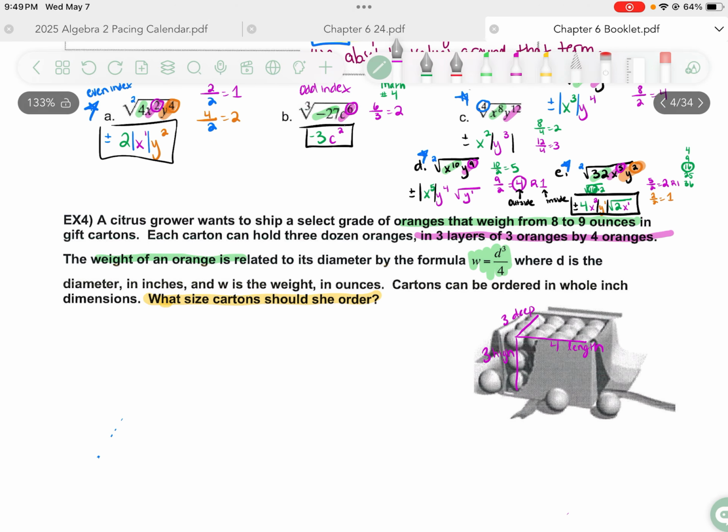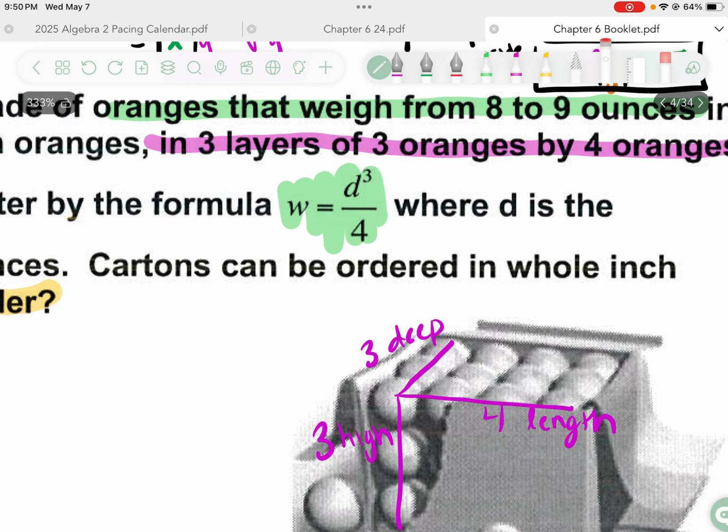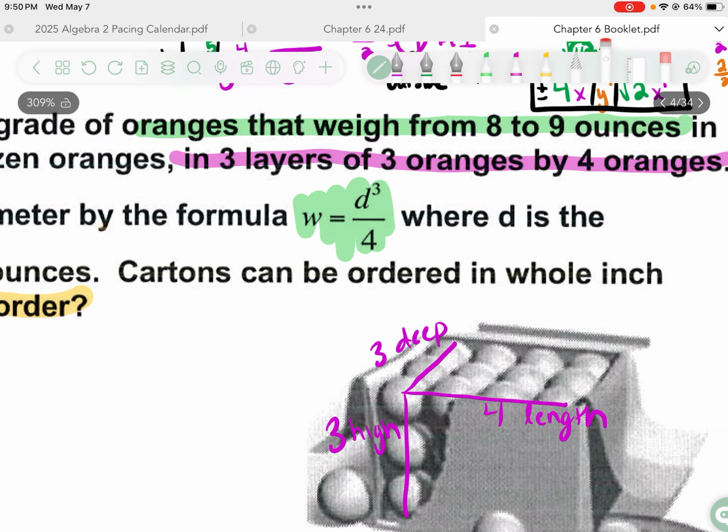So if you look at the formula they gave us, it says the weight of an orange is related to its diameter by the formula W equals D cubed over 4. So to find the weight of one orange, all you do is take the diameter, cube it, and then divide it by 4. Now that's important to know because what we really need is to figure out what the diameter is of an orange.